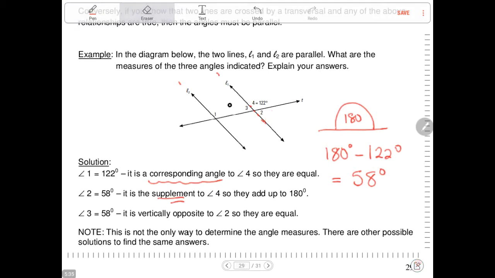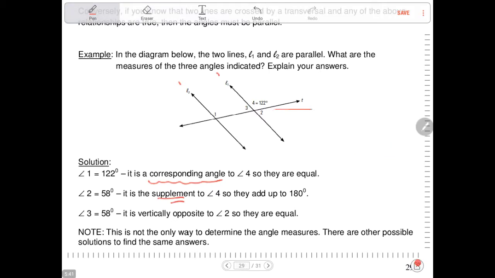Then, applying here some more, we have to figure out number 3. So how do you figure out number 3? Well, I'm just going to put right here, we know that angle 2 is 58 degrees. We were also taught something in the last lesson about vertically opposite angles. You see, at this intersection point, angle 2 and angle 3 are opposite of each other, up and down, left and right. Therefore, we know that they are perfectly the same. So that means if angle 2 is 58 degrees, because they are vertically opposite, angle 3 is also 58 degrees.